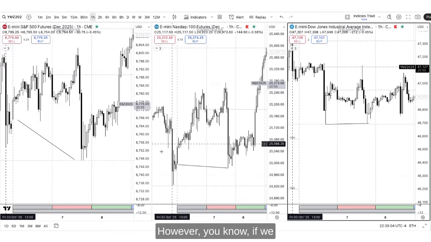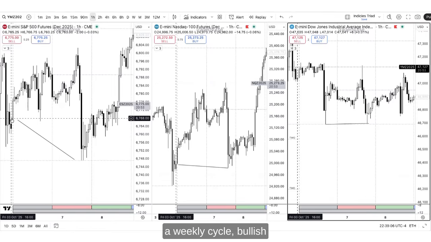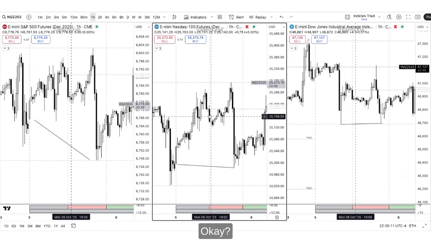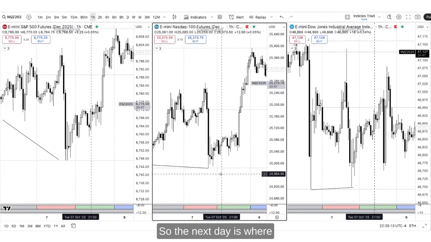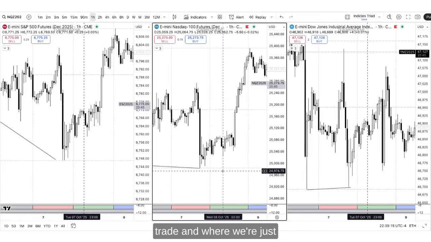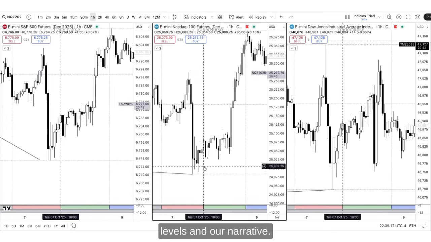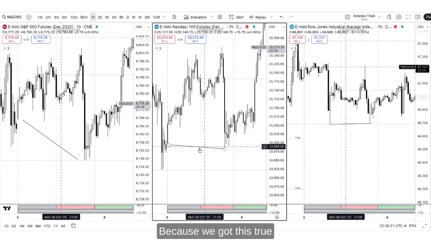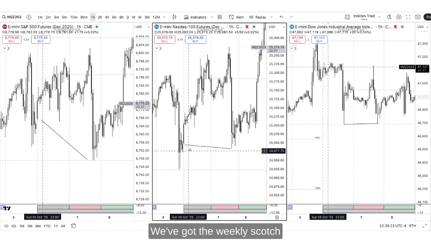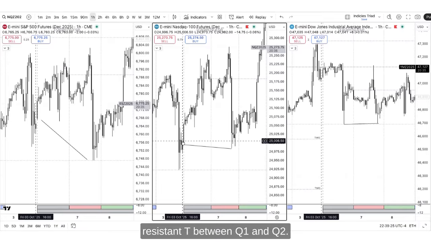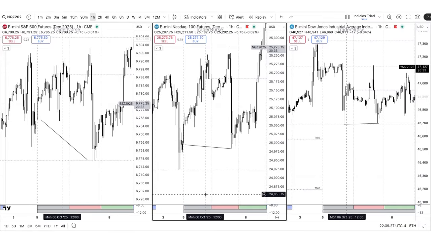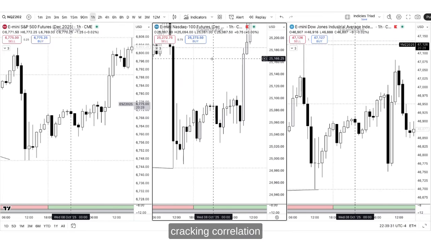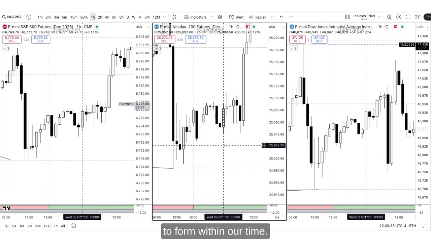However, if we look at it here, this is a weekly cycle bullish sequential S&T below the true week open. So the next day is where we're looking for our trade, and we're just looking for our key levels and our narrative. Our narrative is bullish, so we're looking for a bullish trade. Why? Because the true week open is up here, we've got the weekly sequential S&T between Q1 and Q2, and we're looking for a lower time frame cracking correlation to form within our time.